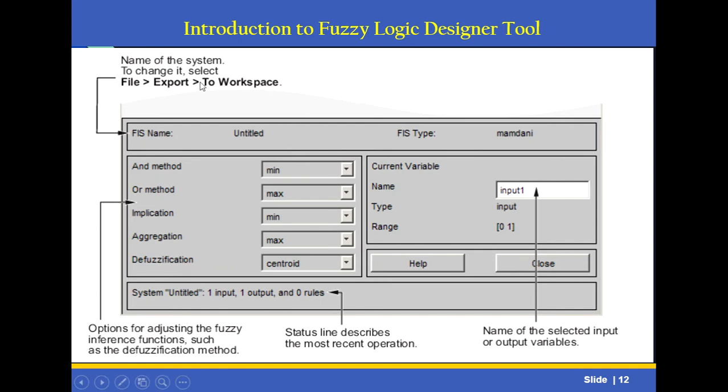Then next one is the introduction to the fuzzy logic designer tool. This one is the name of the system. To change it, select File, Export. Once you set the rules and all things, then you get the tipping problem output. You can export the output to the workspace also. There is a fixed name, and this is for the AND OR method. These are all the options for adjusting the fuzzy inference functions, such as defuzzification methods. And then this is the status line, which describes the most recent operation. Here you can choose the name of the selected input or output variables in this FIS type window.